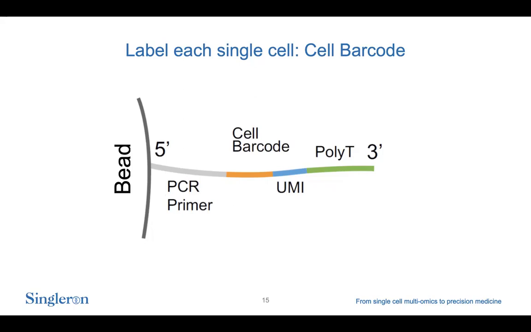And lastly, what we have on our barcoding beads is the so-called PCR primer. This sequence is important during the cDNA amplification, the library preparation, and during the sequencing.